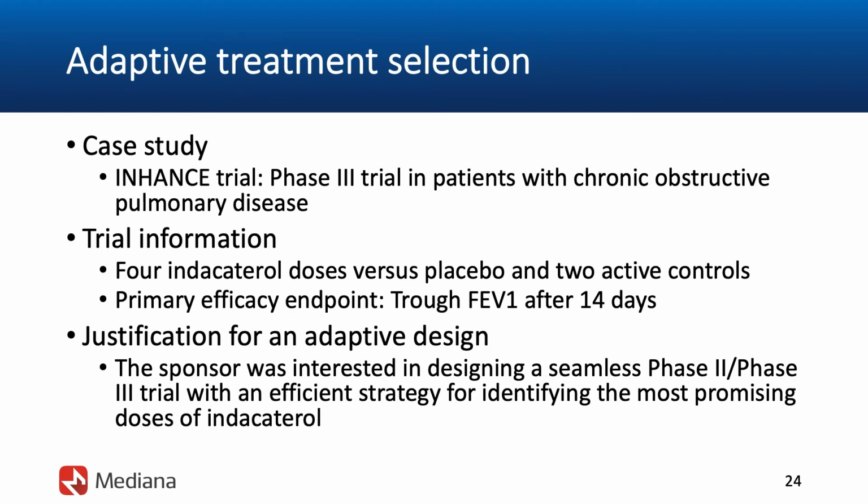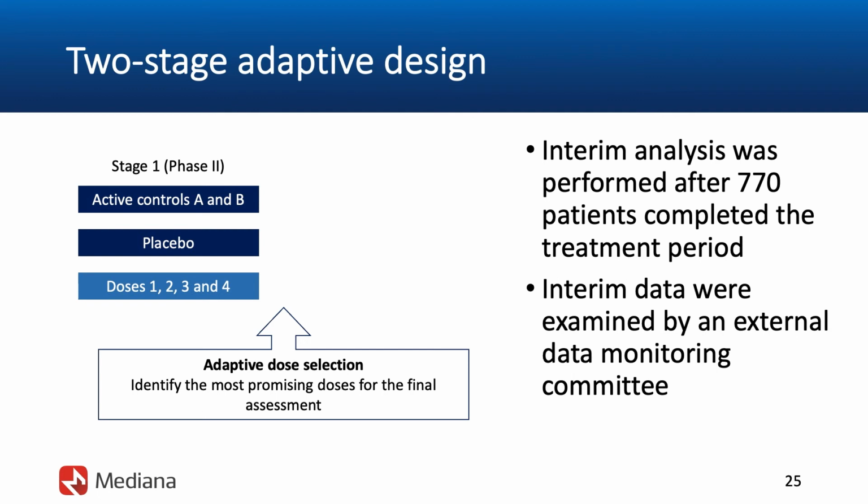predefined criteria. A visual summary of the key considerations in this two-stage adaptive design are presented on this slide and the next slide. This slide shows us the phase 2 or dose finding, if you will, portion of the study, the stage 1, that includes 4 different doses of the experimental treatment indacaterol that would be compared to placebo, as well as 2 active controls that here are labeled A and B.